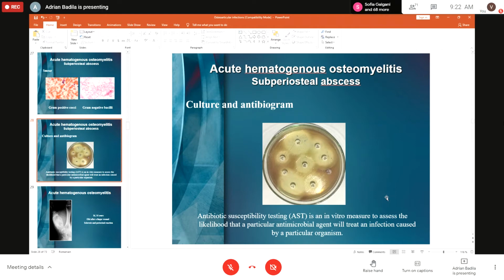You can see that the halos around the pills are different. Some are smaller, some are bigger. If the halo is bigger, of course, that this particular antibiotic is more effective against this bacteria.